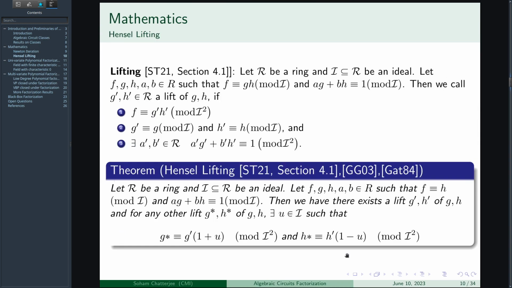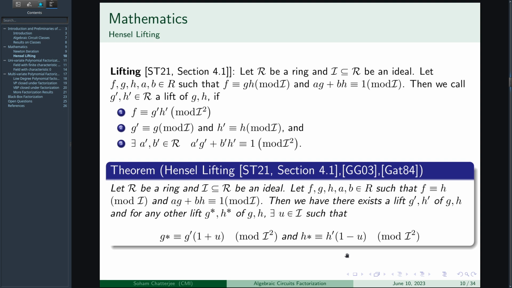Now Hensel lifting. First, what is a lift? If you have factors g and h modulo I, such that g and h are co-prime modulo I, then you have g dash and h dash, which are factors of f modulo I squared, and modulo I they are basically g and h, and modulo I squared they are co-prime. So this is what we call a lift.